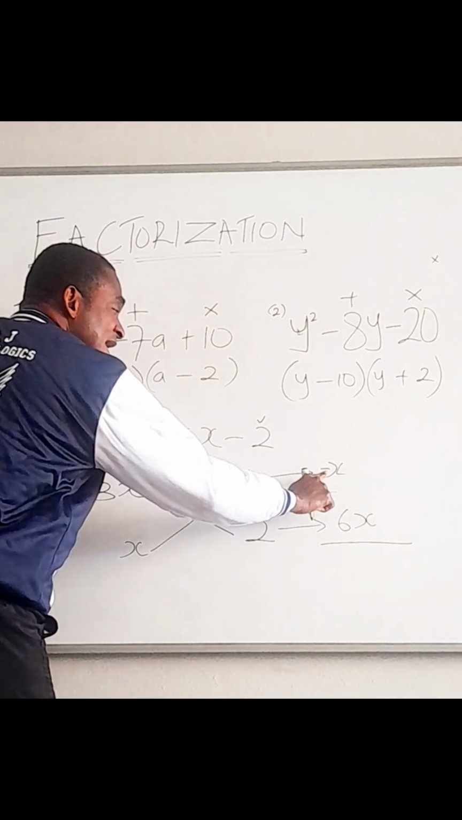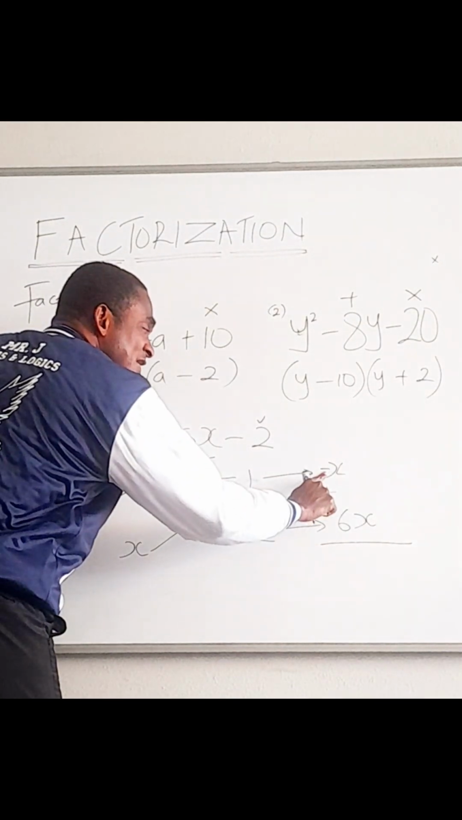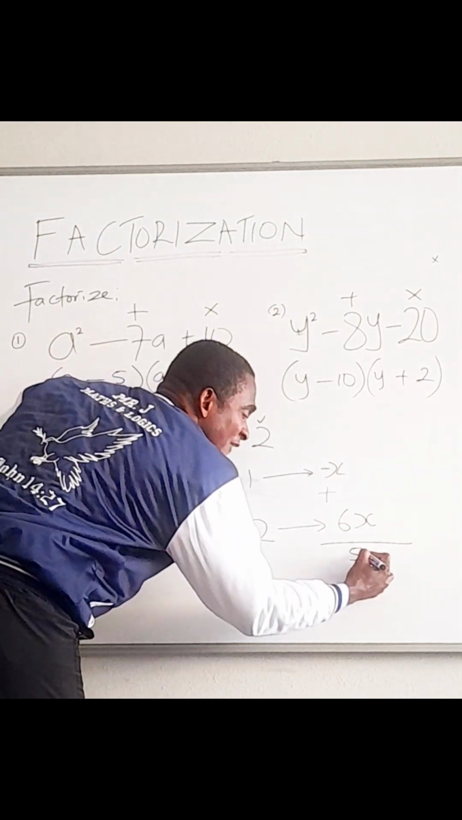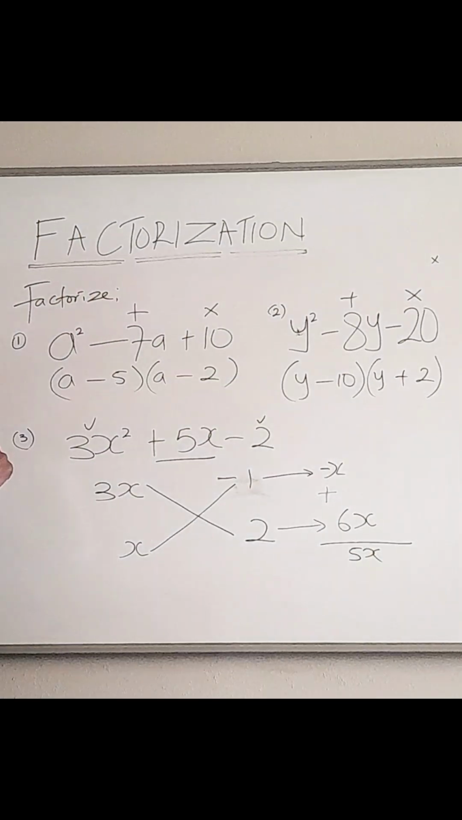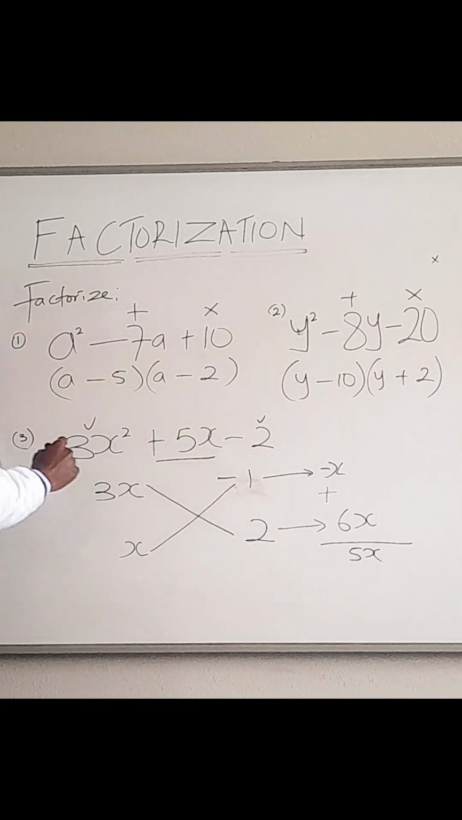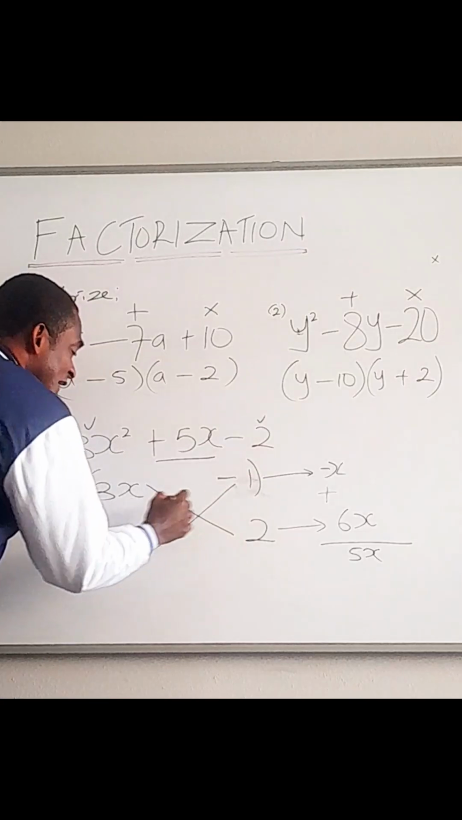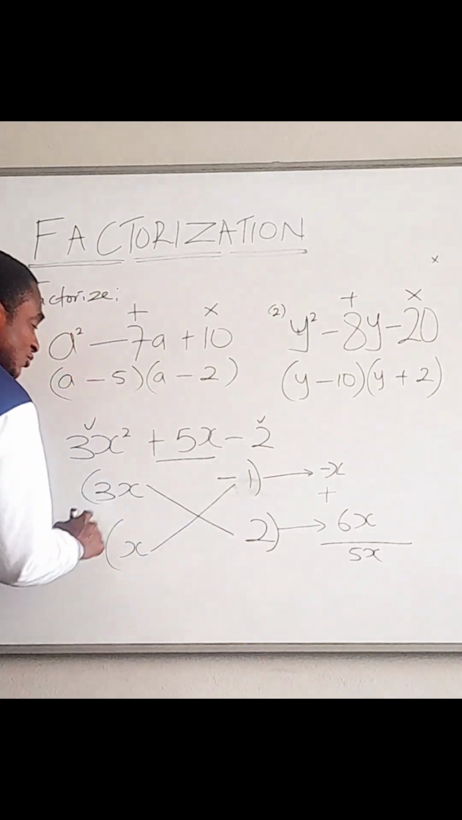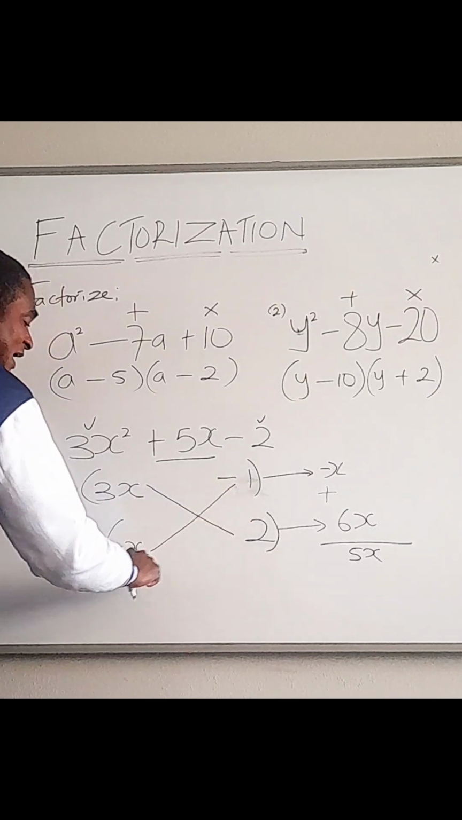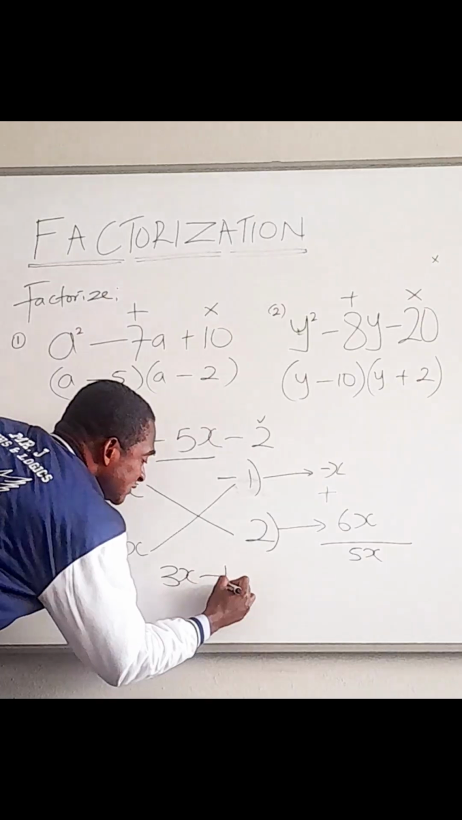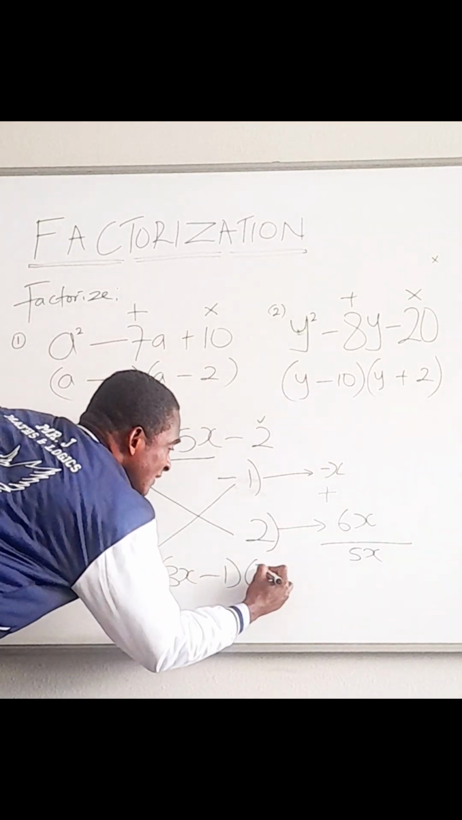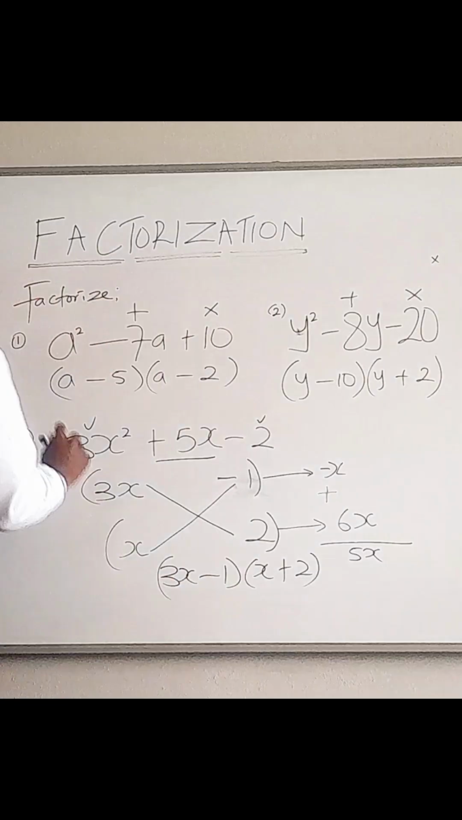So we check: negative x plus 6x is 5x, because this is negative 1x plus 6x, 5x. Is that what we have in the middle? That is good. If that is what we have in the middle, then our factors will be these. So we have 3x minus 1 and x plus 2. So our factors are 3x minus 1 and x plus 2. So we have factorized this.